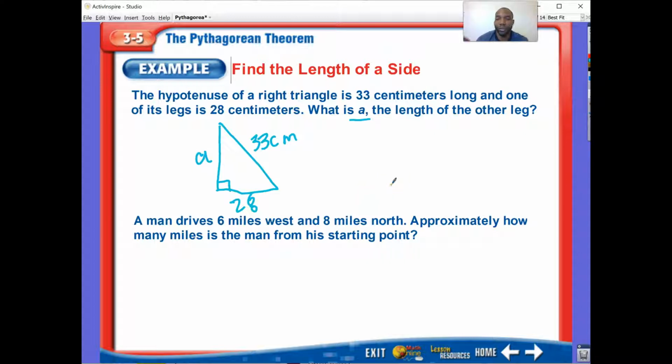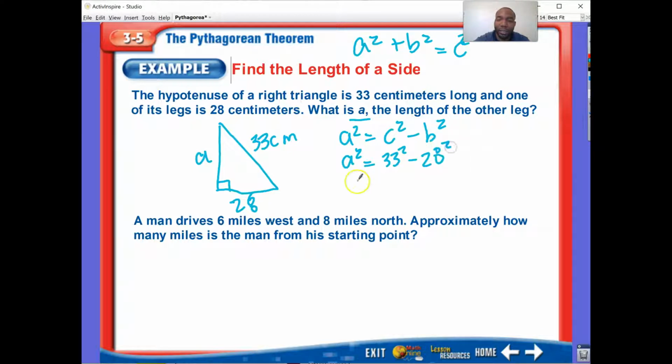Well, I know the Pythagorean theorem is a squared plus b squared is equal to c squared. And if I'm missing a, then I know that a squared is simply equal to c squared minus b squared. So what do I have to do? Find a. So a squared is going to be equal to 33 squared minus 28 squared. I do not know what 33 squared is.